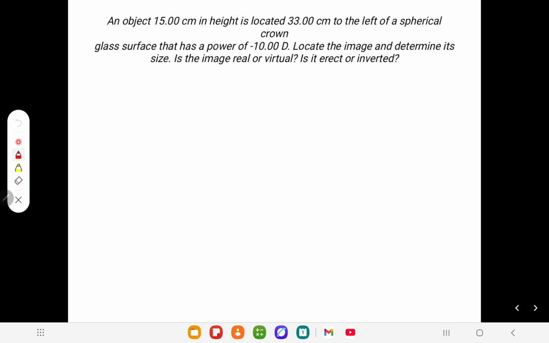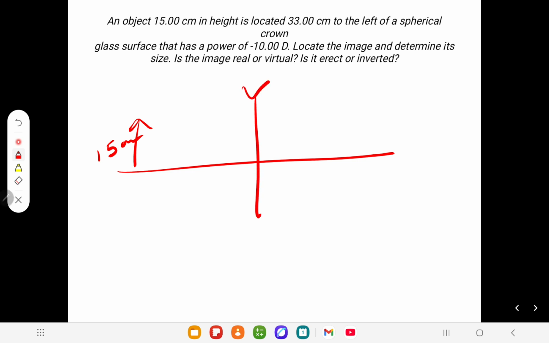Now come to the second question, which is a little bit difficult but not that much. Let's move to the second question. That is, an object of 15 centimeter height. If this is the object and its height is 15 centimeter, located 33 centimeter to the left of a spherical crown glass lens that has power of minus 10. So as I've already told, this power is minus 10 diopter. Then the object is 33 centimeter to the left, isn't it?